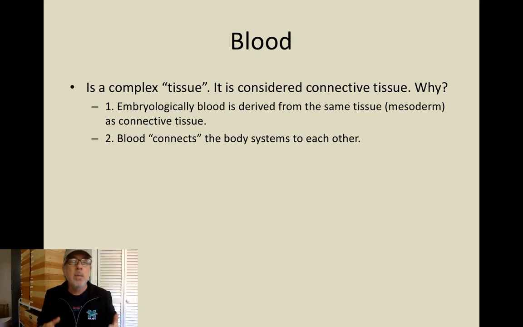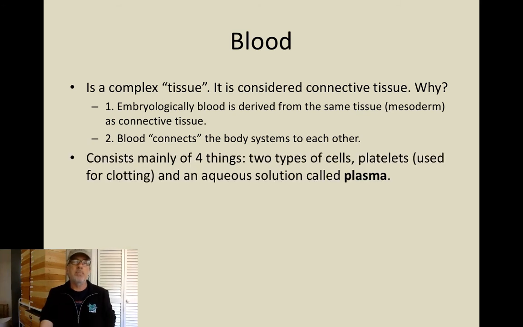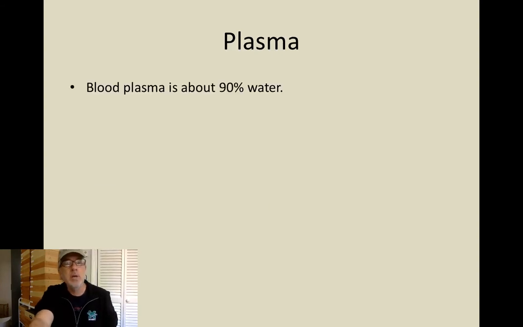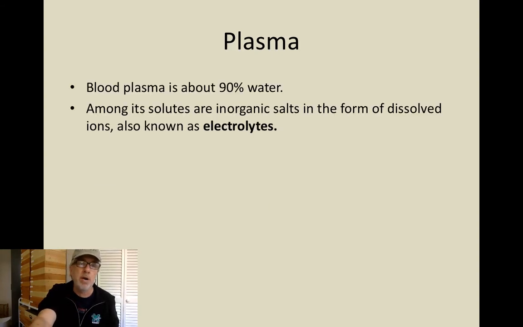In addition, blood connects all the body systems to each other. So it is connective in that sense. Blood consists of 4 things: 2 different types of cells, which we'll talk about in a minute, platelets, which are used for clotting, and an aqueous solution, which we call blood plasma. About 45% of the blood volume is cells, which means 55% is that aqueous solution called plasma. Plasma is about 90% water.